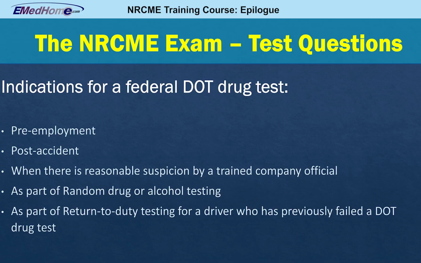Some versions of the NRCME exam will ask about the indications for a federal DOT drug test. A federal DOT drug test is required pre-employment, post-accident, when there is reasonable suspicion by a trained company official, as part of a random drug or alcohol testing, as part of return to duty testing for a driver who has previously failed a DOT drug test.